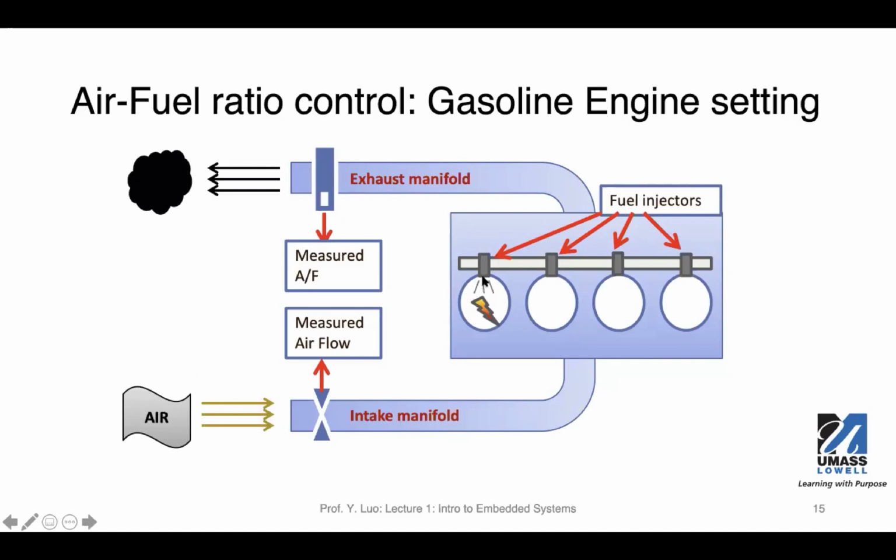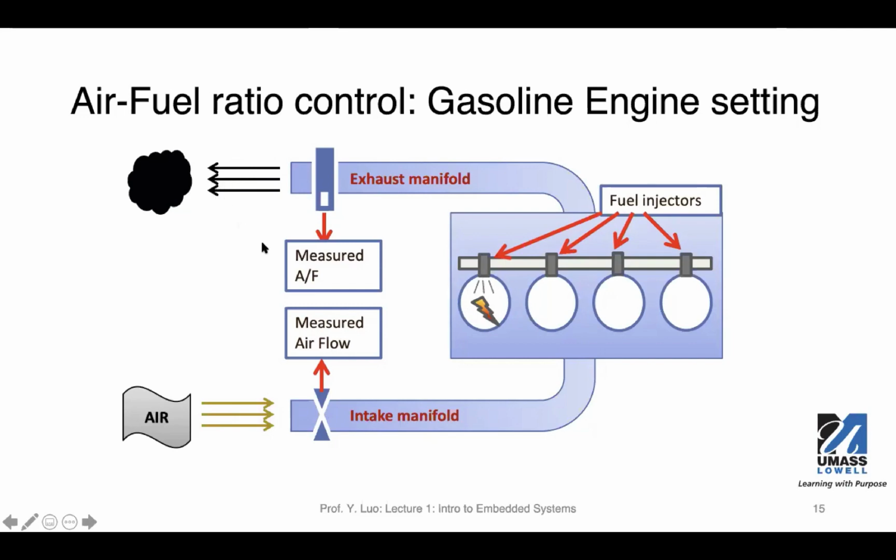So in order to achieve this perfect or optimal air-fuel ratio, we need to have these sensors at different places. In this diagram, this is the air incoming path, or the intake manifold. And on the other hand, this is the exhaust manifold. This is where the smoke will be emitted to the environment.